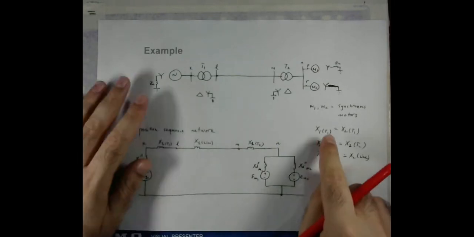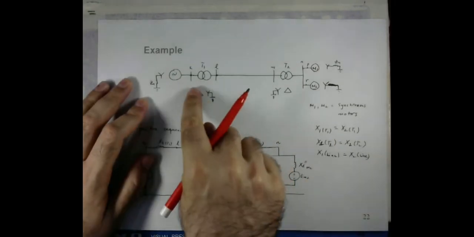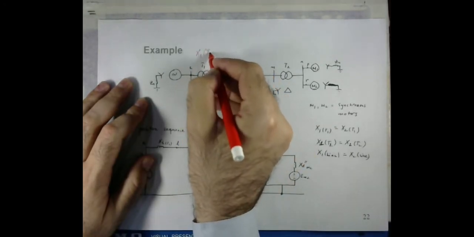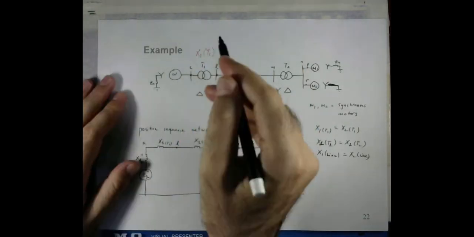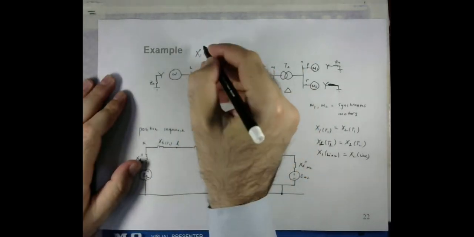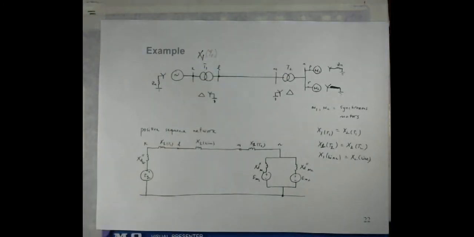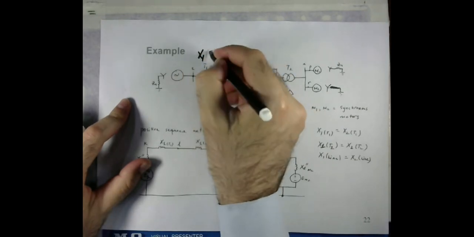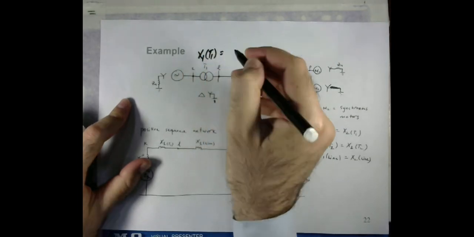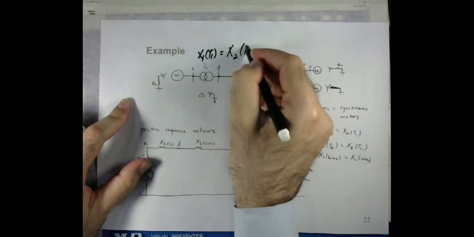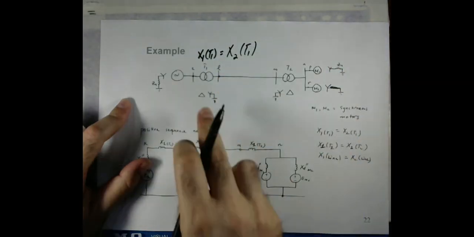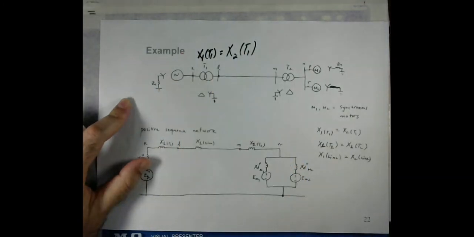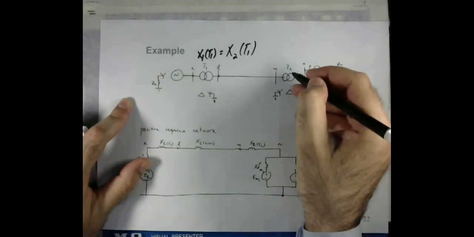So for the transformer, X1T1, which is the positive sequence inductive reactance of this particular transformer, is equal to X2T1. So for transformer number 1, the positive and negative sequence inductive reactances are equal. Similarly, we have the case here.